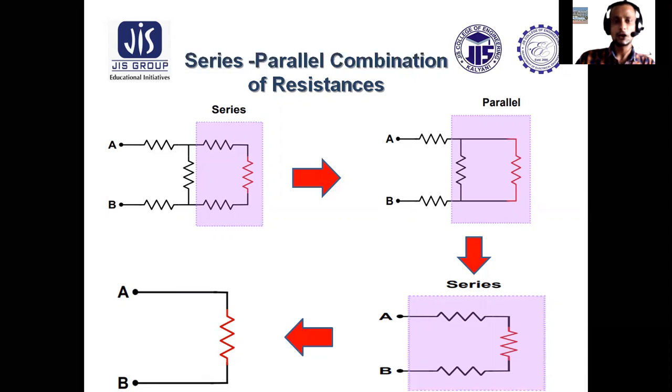In next class, we'll be discussing some more about series parallel combination. We'll discuss some numericals on this, and we'll also discuss series parallel combination of different sources, inductors, capacitors, all this.